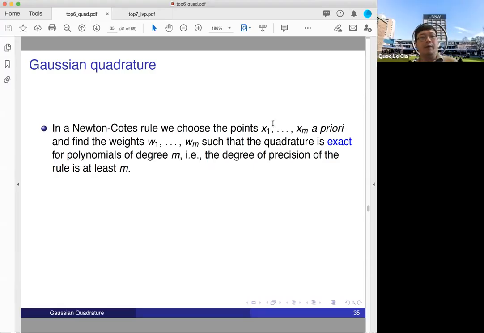Okay, good afternoon, everyone. So today we are going to finish off the quadrature topic with Gaussian quadrature.